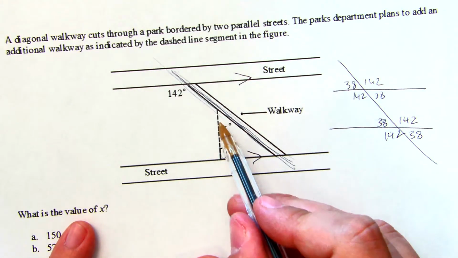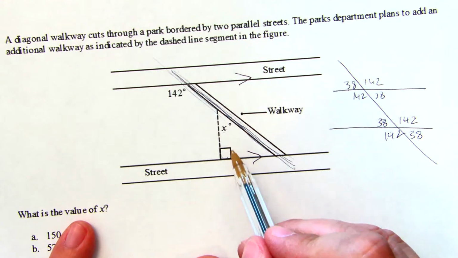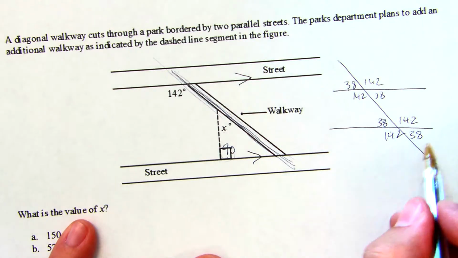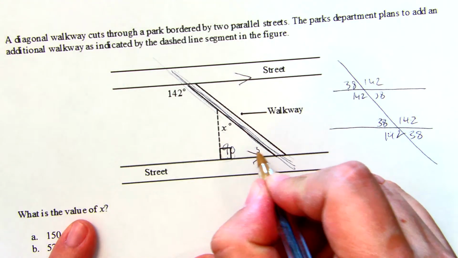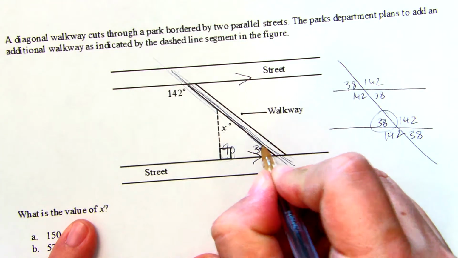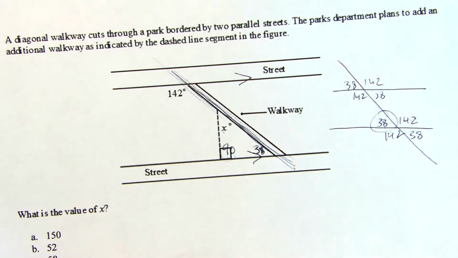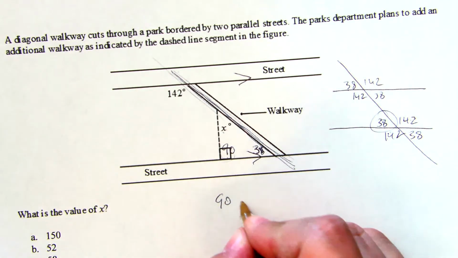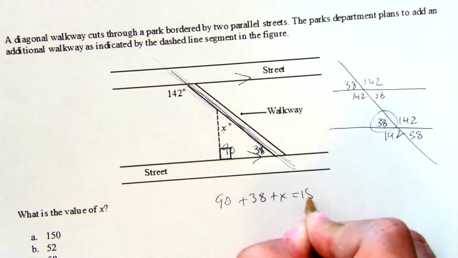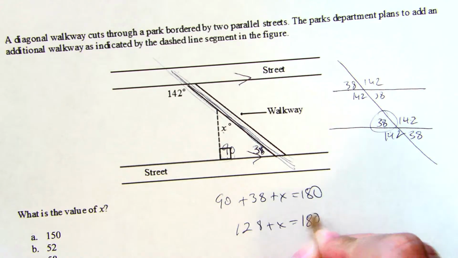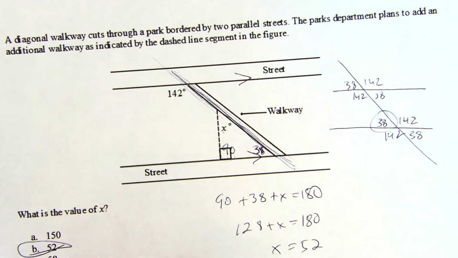Okay. Well, I'm trying to find x. I know this is 90 degrees, so I've got a 90 degree angle right there. And based on what I did over here, I know that this angle is 38, right? Because it's the same as this one. So I've got 38 here. I've got 90 here. Oh, now I've got an easy problem. Sum of the angles in a triangle, again, is 180 degrees. So 90 plus 38 plus x is 180. And I got 128 plus x equals 180. So x equals 52. Okay?